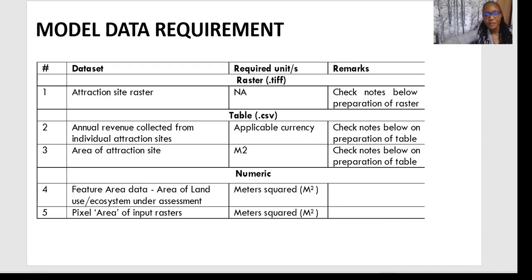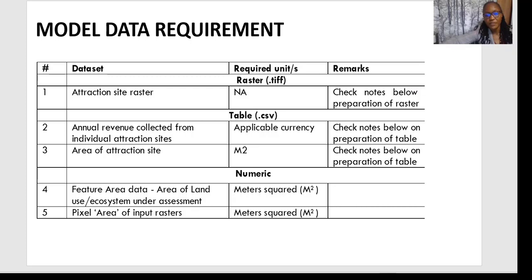So one of the important model data requirements is the attraction site raster. And we have said you can have one that has a mosaic of landscapes, quite a number of ecosystems inside, or an heterogeneous nature of ecosystem. So we can have just one ecosystem, a forest or a wetland that is being visited.